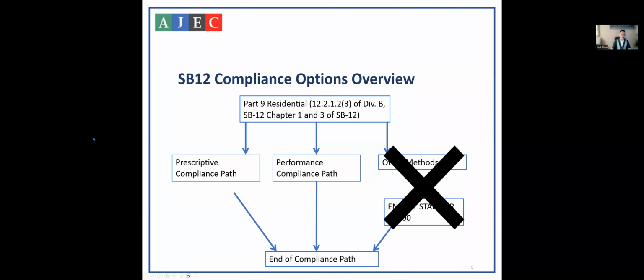So let me go through just a quick recall of what we talked about yesterday. For SB12, there's two compliance options to meet building code. The first one is the prescriptive path, which we went through last week. The second one is the compliance path. Compliance path means you have to do energy modeling to meet building code compliance.